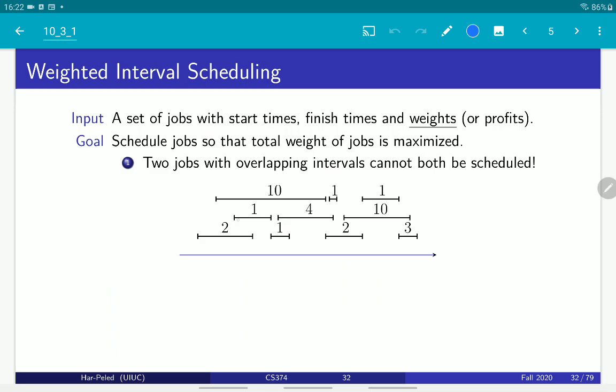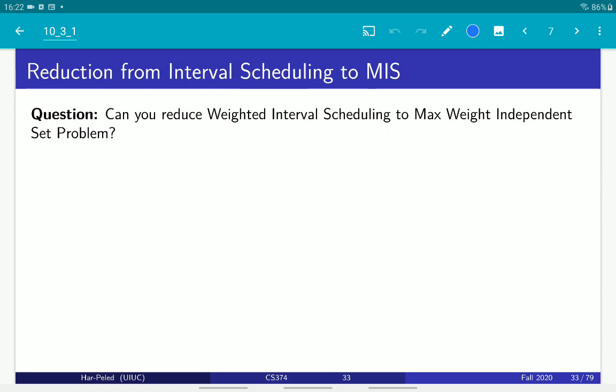In this case, for example, this is one natural solution, the red intervals. It has value 20. Let's see if we can do better. It seems doubtful. So this is the best solution. In fact, the value of the solution is 21 because there is a 1 here also.